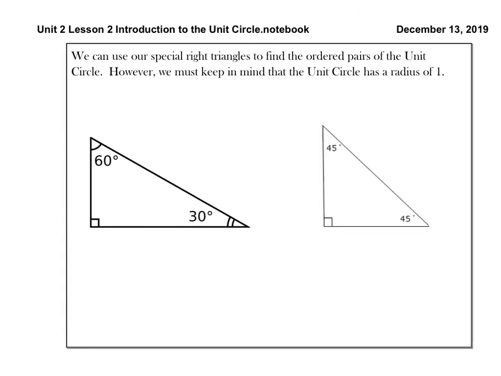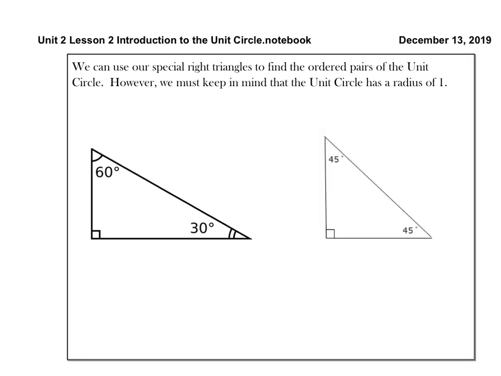Okay, so we use a special right triangle. If you forgot what those ratios are for 30, 60, 90, remember that goes 1, hypotenuse is 2, third side is square root of 3. For 45, 45, 90, that goes 1, 1, square root of 2. But here's the tricky part.